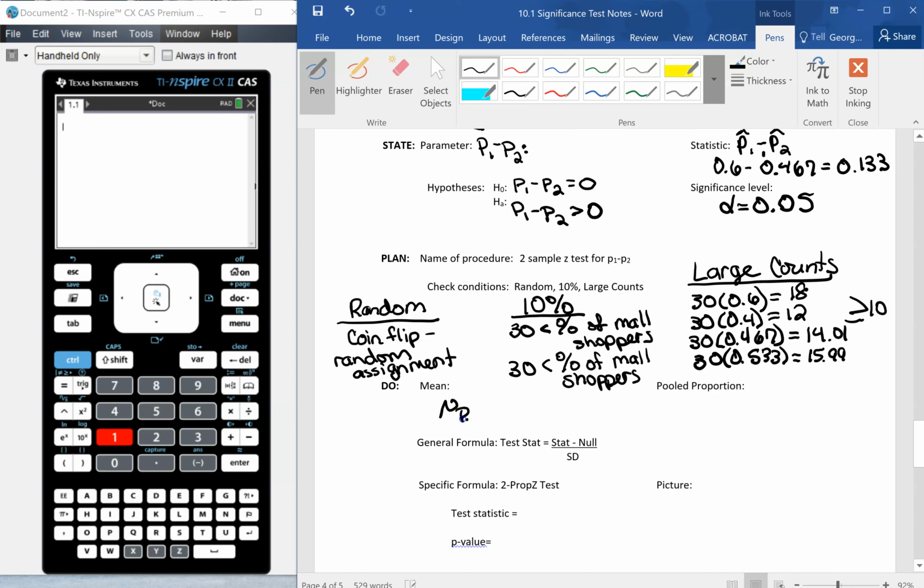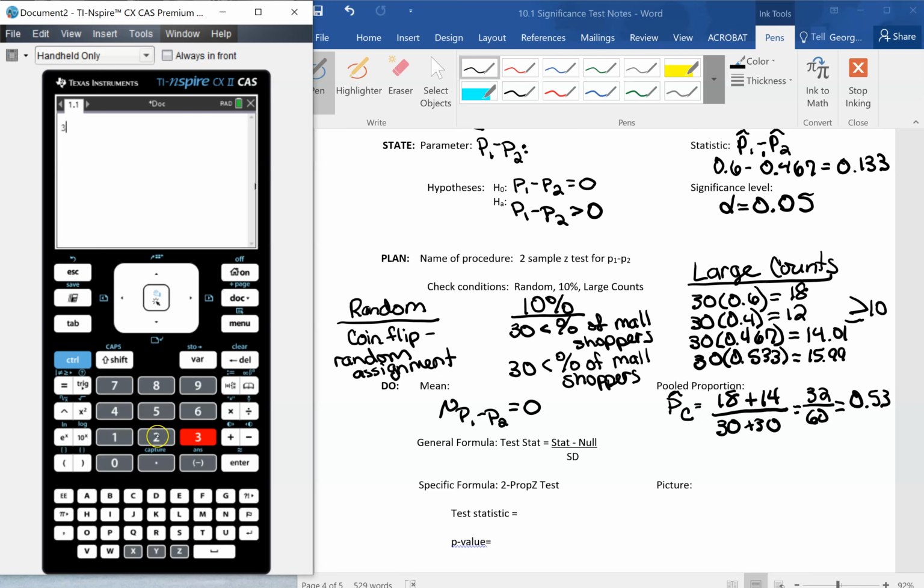Alright, we've talked about our mean. Our mean has to be 0 for this. And then our pooled proportion. This is the p hat c that we've talked about. The formula for this one is on top, you add your successes from both proportions. And on the bottom, you add your n's for both proportions. So my number of successes from P1 was 18. My number of successes from P2 was 14. And on the bottom, they both had 30 as their sample size. So we end up with 32 over 60, which works out to be 0.53.